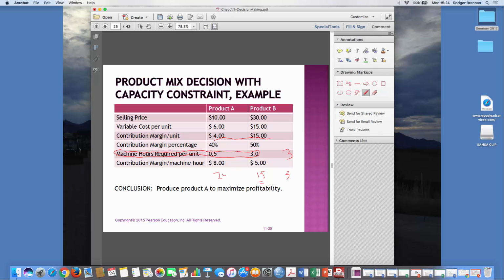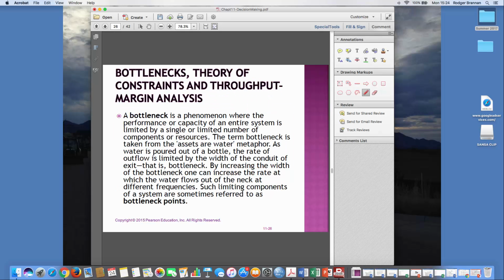I'm much better off, given that unit of constraint, to produce A. I'm going to maximize my contribution margin on that unit of constraint. So that's one way you can look at it. You could also say, the contribution margin per machine hour, I'd like to take it to the largest amount, in this case 3, but I can only make the 1. So maximize the contribution margin on the unit of constraint. Sometimes called bottleneck, throughput: blow up the bottleneck, get the stuff through.